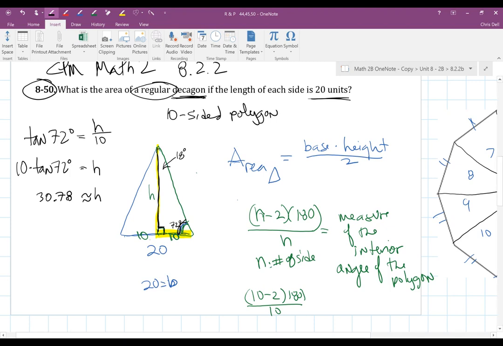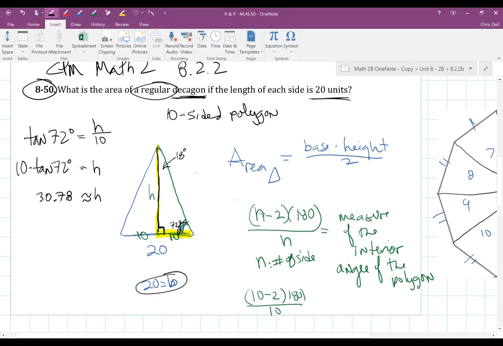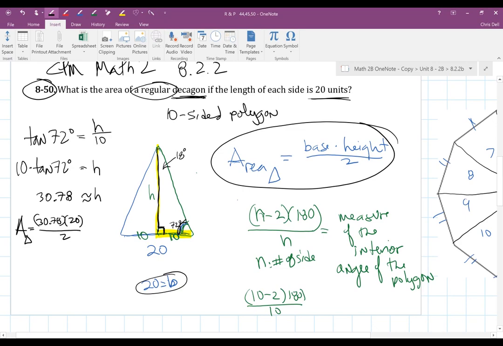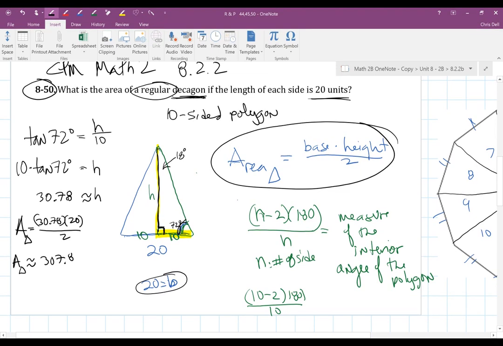Now we have the base is 20, the height is about 30.78. So now I can plug it into my formula here. The area of one triangle is the height times the base, all divided by 2. That should give me, approximately, 307.8 for the one triangle. And there's 10 of them.